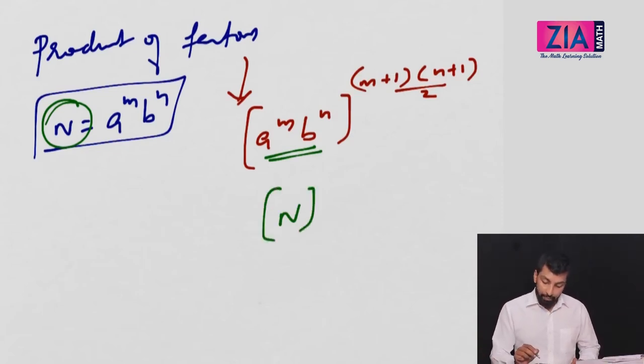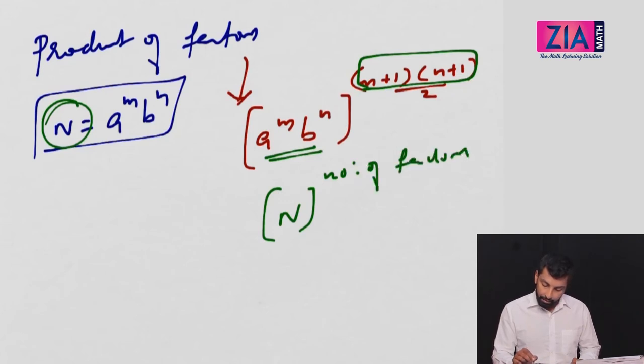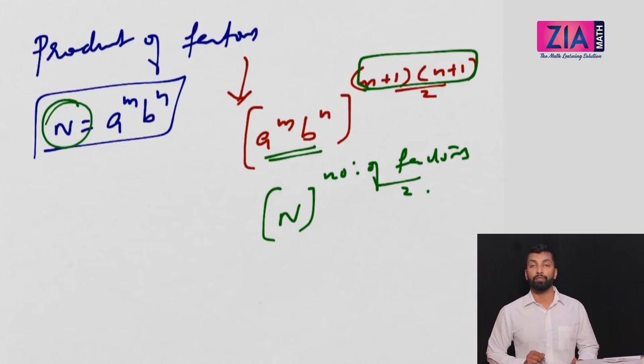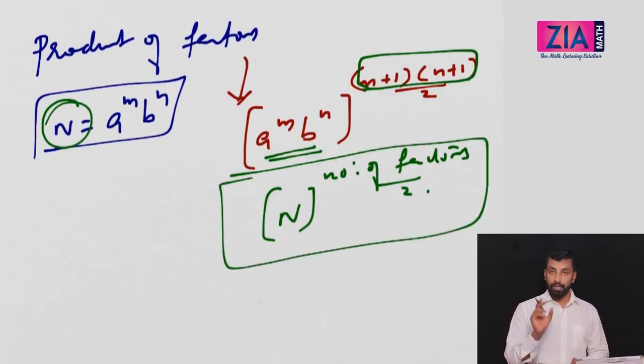Then what is this power? What is this (m+1)(n+1)? That is nothing but the number of factors. We have just seen that, right? So N raised to the number of factors by 2. That's the product of factors. Very simple. The number which is given, raised to the number of factors by 2.